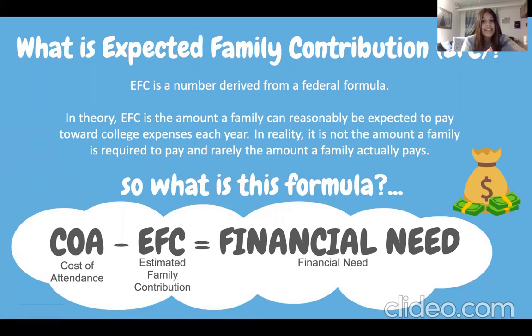But in reality, it's rarely the amount that a family actually pays. It's just a number that's calculated, that you're expected to pay, but nobody really does. The way this is calculated is cost of attendance minus expected family contribution, and that equals your financial aid. So basically, you'd want a lower EFC because then you get more financial aid.